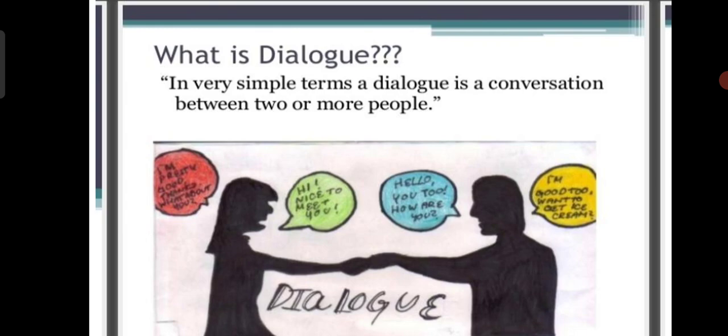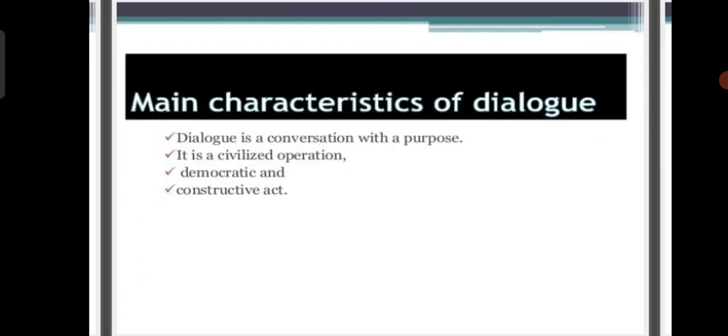What is a dialogue? In very simple terms, a dialogue is a conversation between 2 or more people. Main characteristics of dialogue. Dialogue is a conversation with a purpose. It is a civilized operation, democratic and constructive act. See, unnecessarily, we are not going to talk to anyone, right? So, it is a conversation with a purpose.